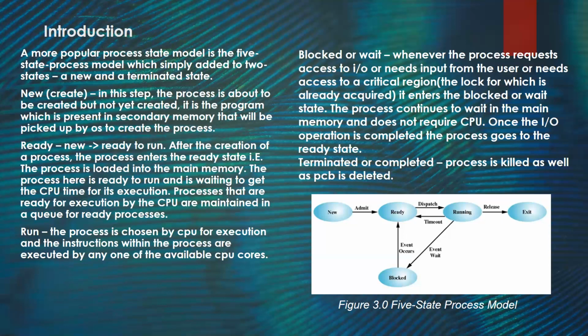Once na mapili sila, they will be in a new state. And this is what we call running or run state. Running state. Ayan. The process is chosen by CPU for execution, and the instructions within the process are executed by any one of the available CPU cores. Ayan. So sa running state, ibig sabihin pag ang process nakapunta na sa processor, ang tawag na sa state niya is running state kasi pinaprocess na siya ni processor.